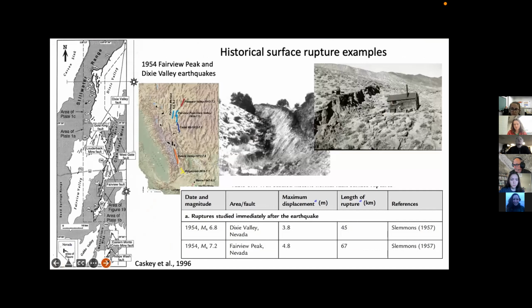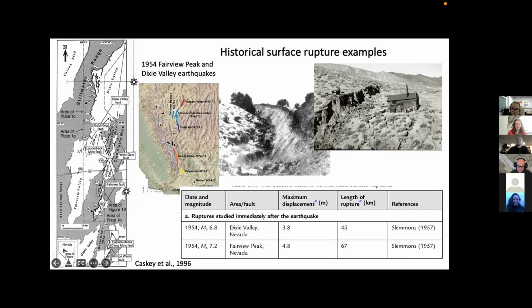Okay, so here's another set of historic ruptures. Fairview Peak and Dixie Valley happened in 1954. Those are the light blue ones on this map. They actually occurred 4 minutes apart, so it's an incredible release of energy at that time. And then a couple months later, there was the Rainbow Mountain earthquake to the left, with the blue trace, which was also a magnitude 7. So 3 magnitude 7s in the course of a couple months, pretty dramatic.